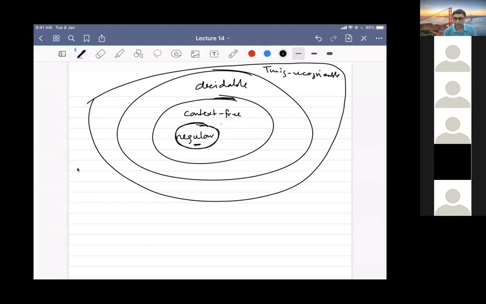All regular languages are context-free, but not all context-free languages are regular. All context-free languages are decidable, but not all decidable languages are context-free. All decidable languages are Turing-recognizable, but not all Turing-recognizable languages are decidable. Right. So this is the hierarchy, or the relationship among all classes of languages.